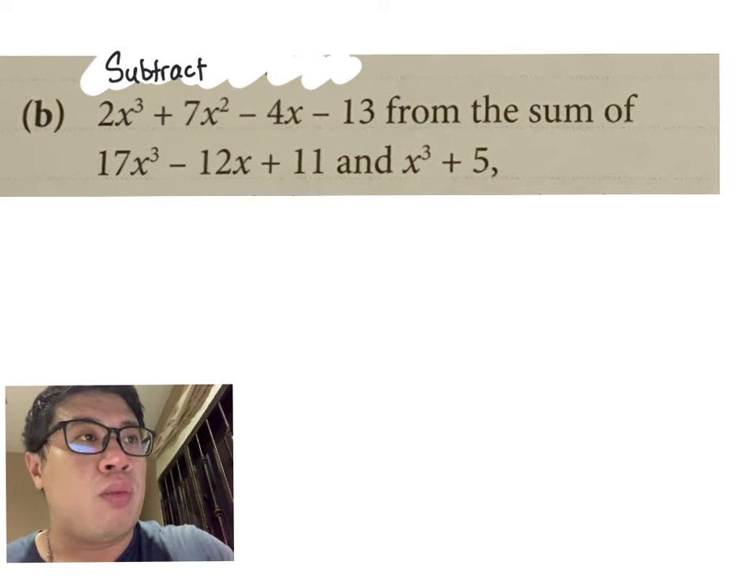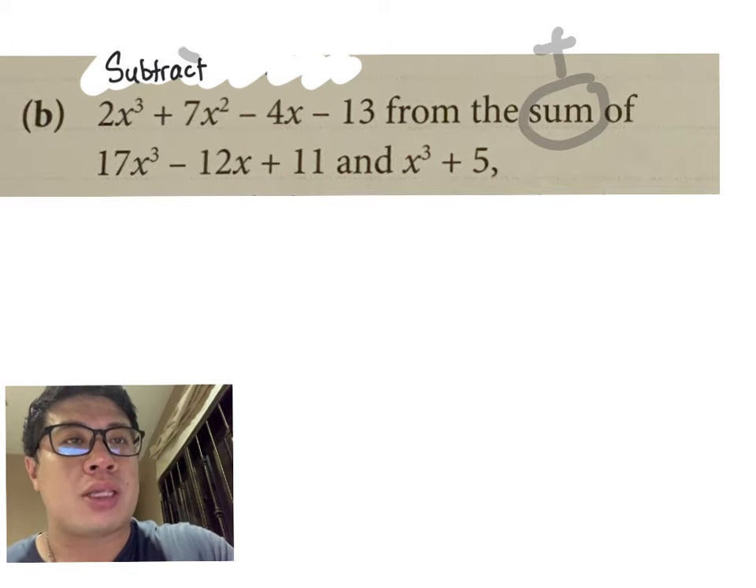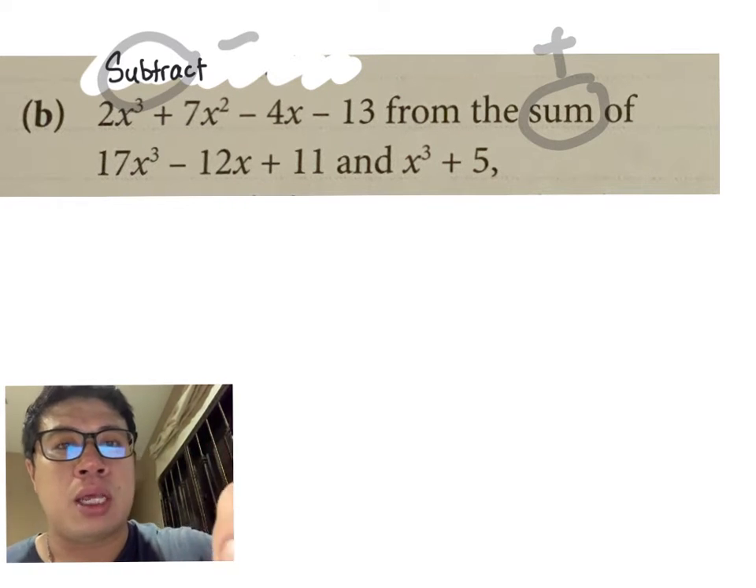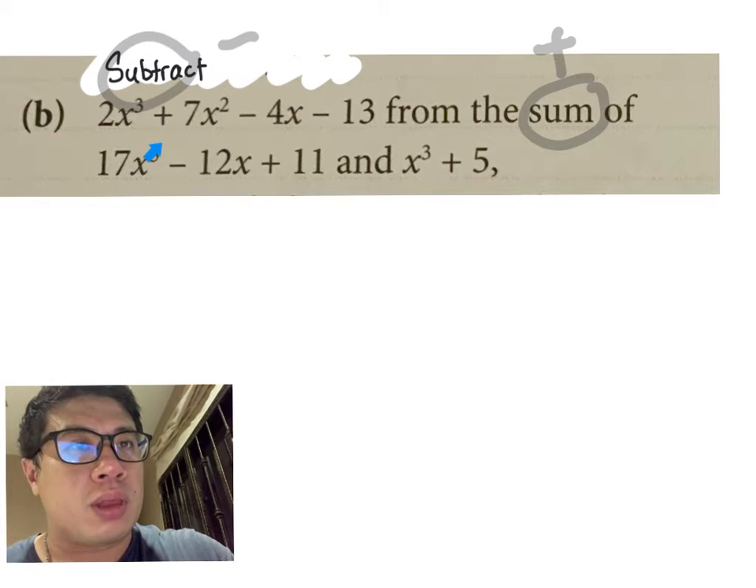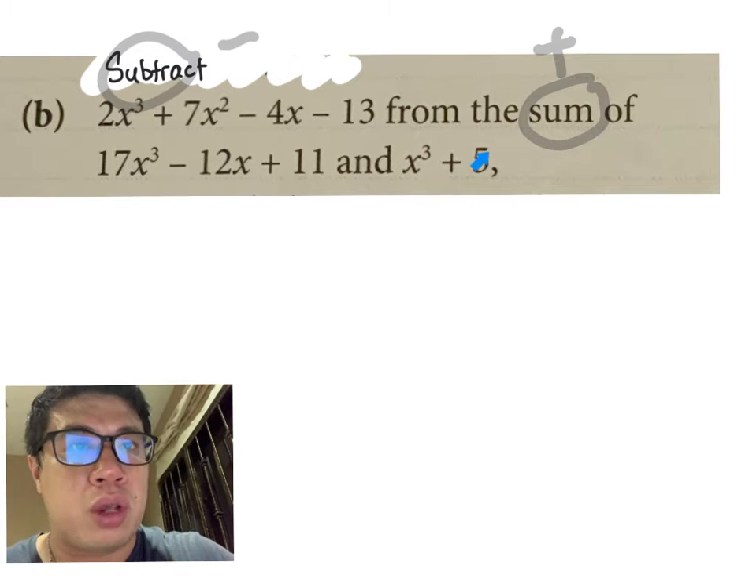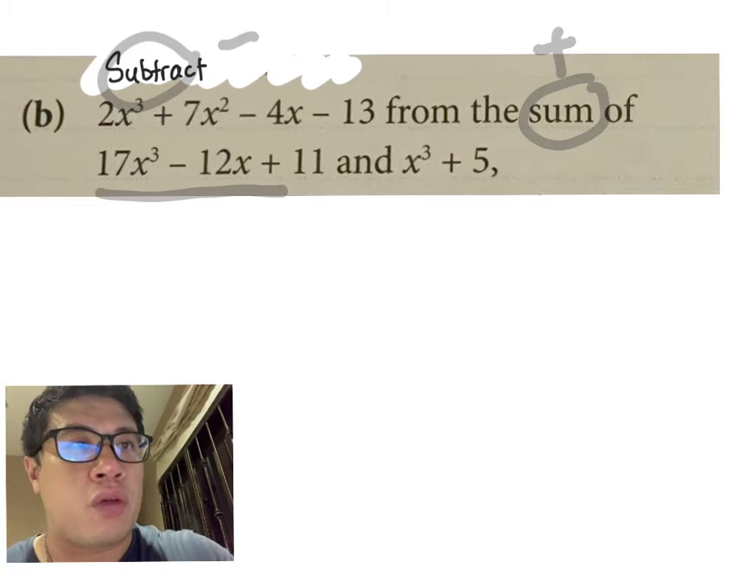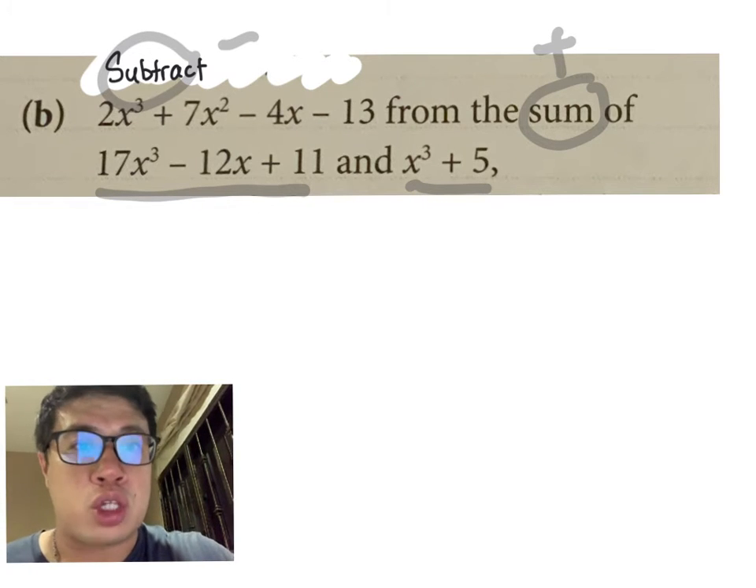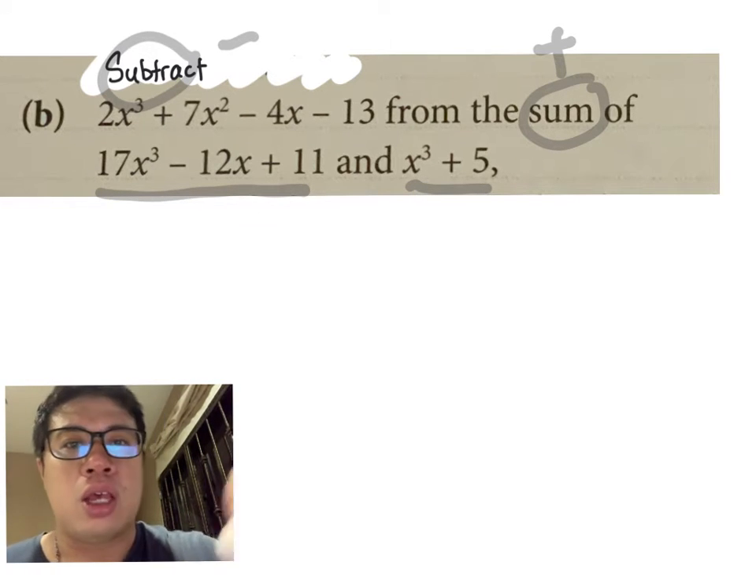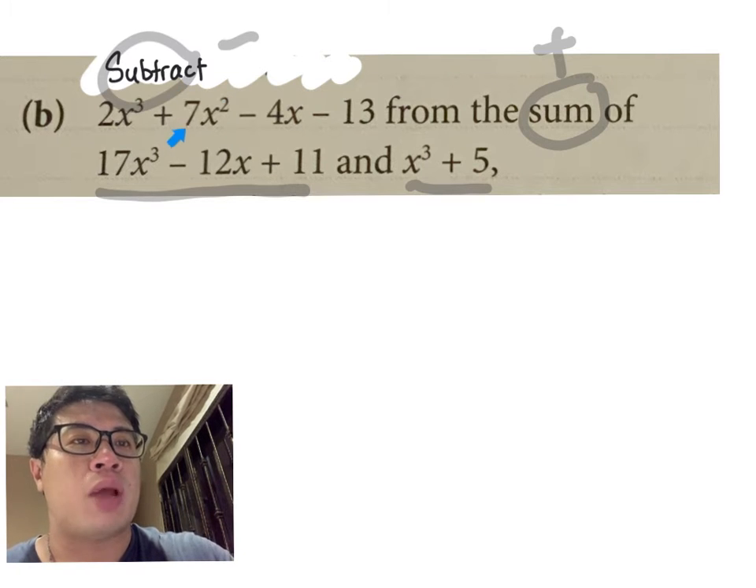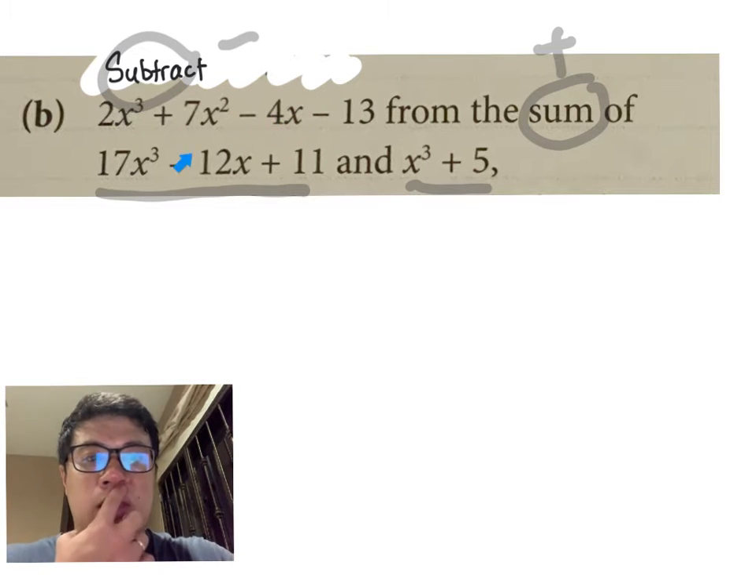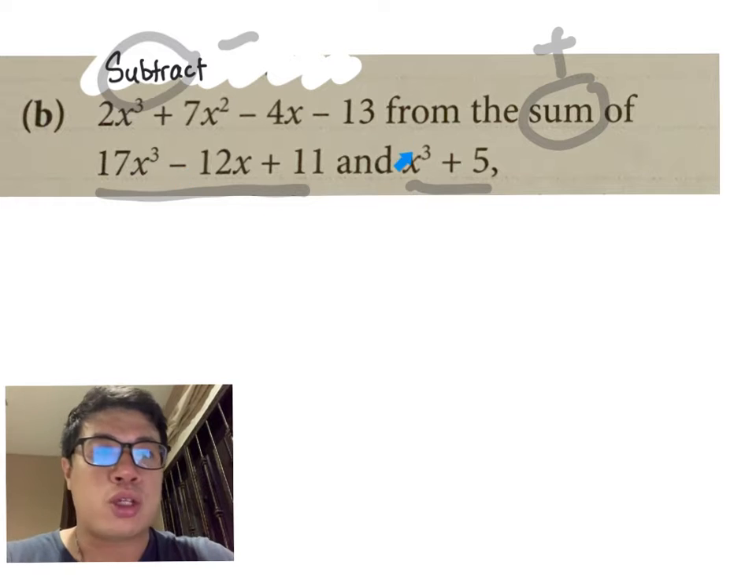The word sum will tell you that you are doing a plus, subtract will tell you that you're doing a minus. So what's happening is you are adding this portion and this portion together, 17x cubed minus 12x plus 11 added to x cubed plus 5. After that, you are going to subtract 2x cubed plus 7x squared minus 4x minus 13 from the sum of these two.